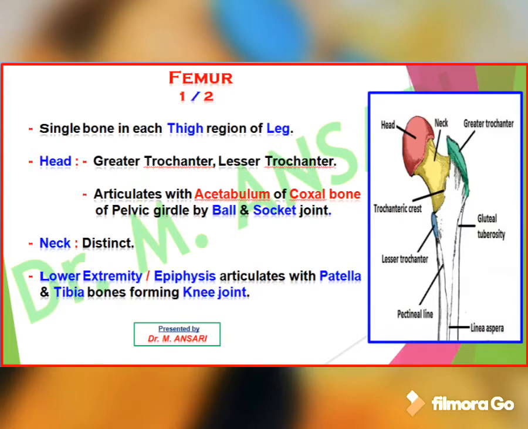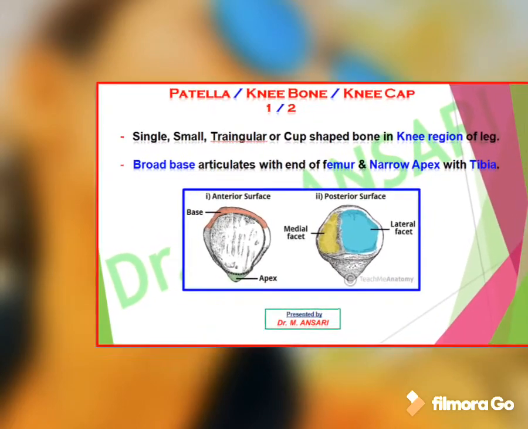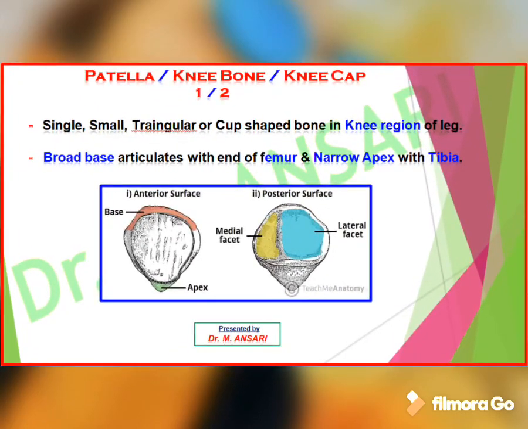The lower extremity of the femur, or epiphysis, articulates with the patella and tibia bone, forming the knee joint. Patella is a small triangular bone present in the knee region, hence also called kneecap. So kneecap, or patella, or knee bone, is 1 in number. It is small, triangular or cup shaped, forming the knee joint with femur and tibia fibula.